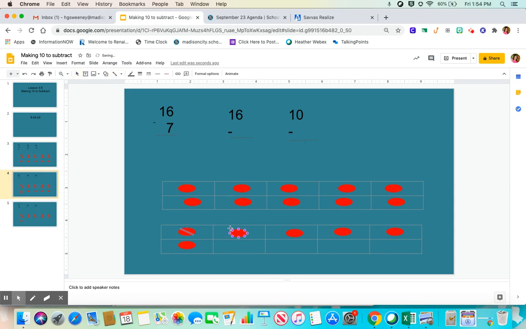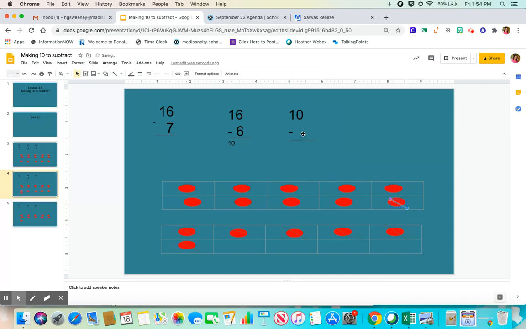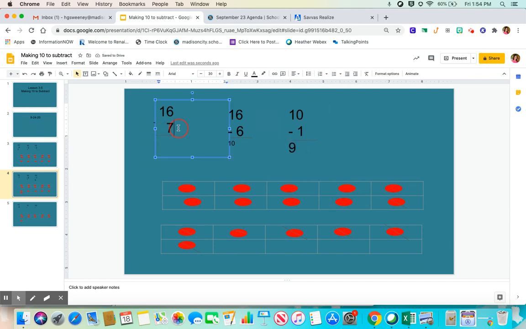1, 2, 3, 4, 5, 6. So 16 minus 6 does leave me with the 10 counters left, but I need to get rid of 7. I got rid of 6. One more would get rid of 7. So that means I'm now going to say the 10 that I have remaining here minus 1 more. Okay, and that leaves me with 9 counters. So now I can come back over here and say my final answer to 16 minus 7 is 9 counters.